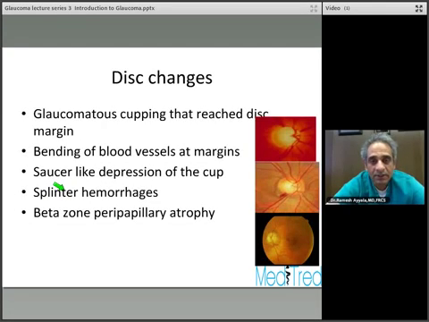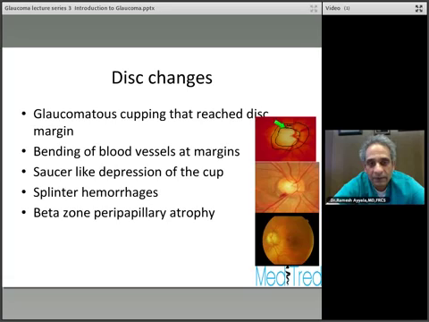And these are the disc changes that you're looking for in patients with glaucoma. Glaucoma disc cupping that reaches the disc margin. As you can see in this particular case here, there's no margin left. I mean, most of the rim is all eaten away by glaucoma-related damage. And so this is almost like a 100% cupped out optic nerve.